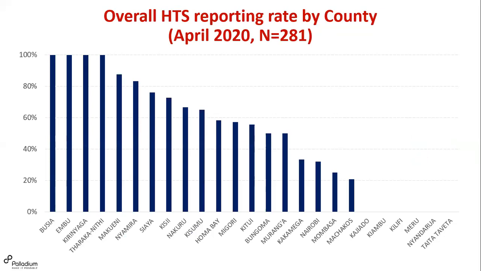The reporting rates differ per county. Some counties do quite well and consistently. Some of these are like Busia, Embu, Kirinyaga, but there are some other places where we can use a bit of support. Some are very near Nairobi, like Kiambu, Nyandarua, and the like, that we can use to improve.